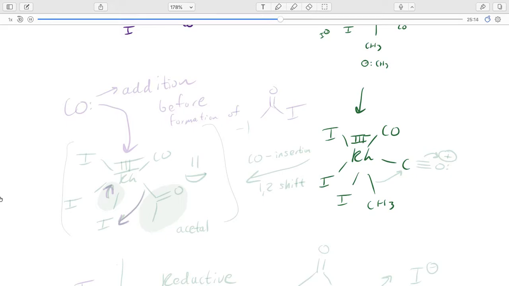Okay, now here's where the magic happens. This is where we're going to do the migratory, no, it's not migratory insertion. It's CO addition insertion, the 1-2 shift.